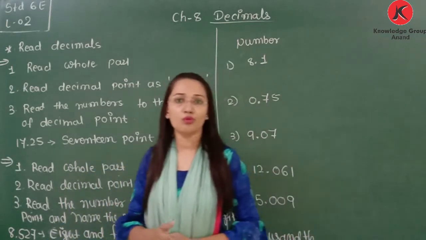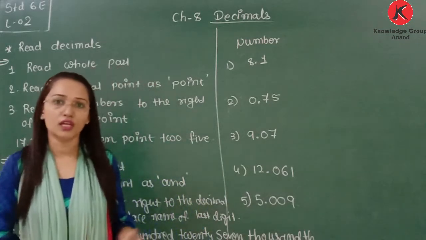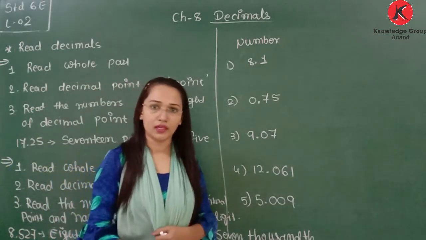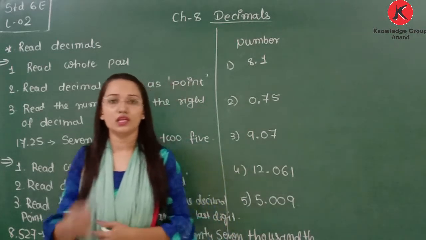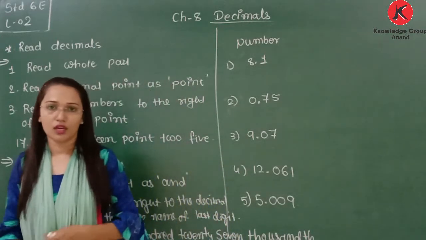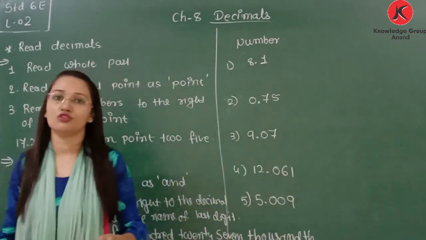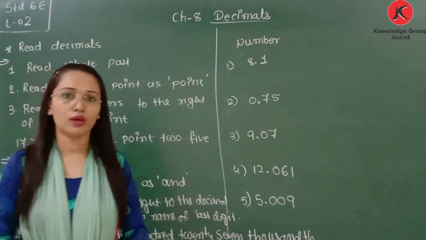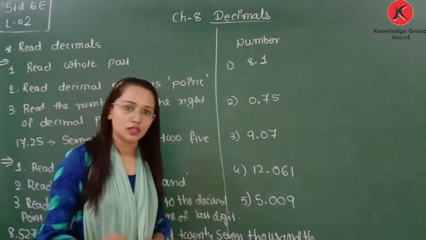As we move from the decimal point to the right side, we need to divide by 10, and as we move to the left-hand side, we need to multiply the digits by 10. So on the right side we divide by 10 and on the left side we multiply by 10. That way we can get the place value of each digit in a decimal number.